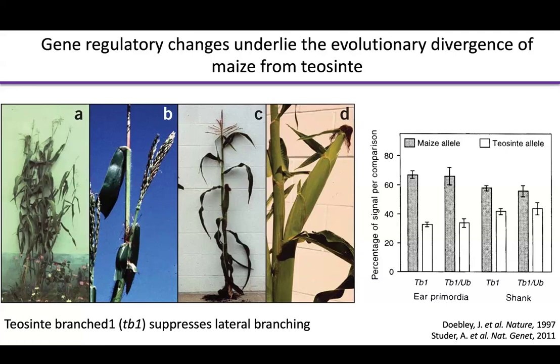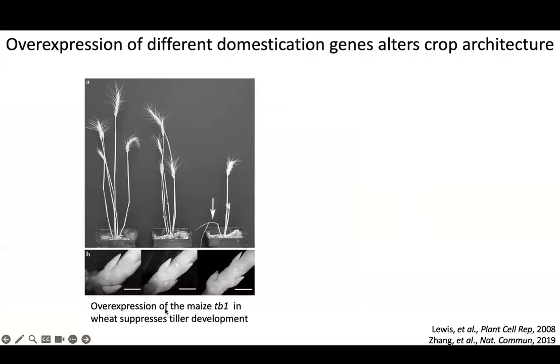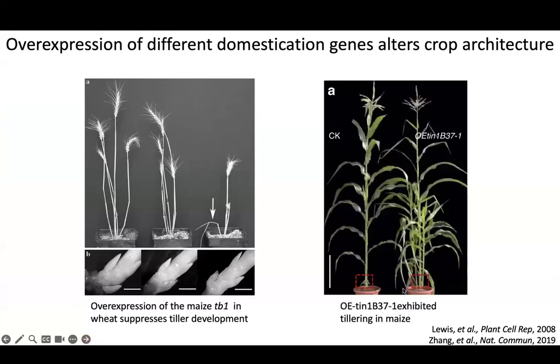So what will happen if we overexpress the evolutionary genes? Here, if we overexpress maize TB1 in wheat, the tillering phenotype of the wheat will disappear. However, if we overexpress another domestication gene called TIN1B37, it will abolish the single stalk phenotype into the teosinte phenotype.